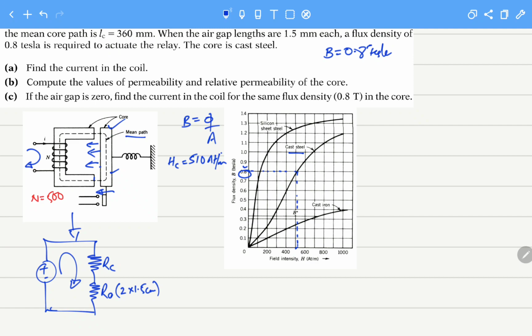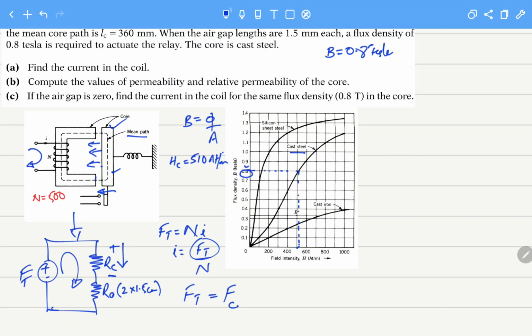Now what is the question they are asking? They are saying that B should be 0.8 Tesla through this coil. So if we know the Ft, we can calculate I, since we have N. I is equal to Ft over N. Now how to calculate Ft? Ft is basically composed of two parts. One is the force that is making 0.8 Tesla of magnetic flux through this core.